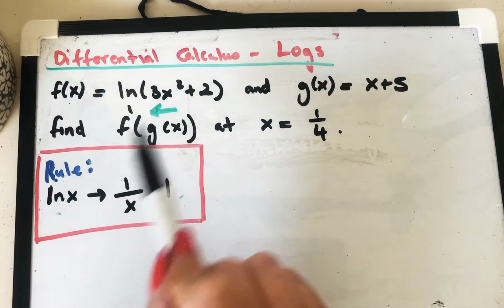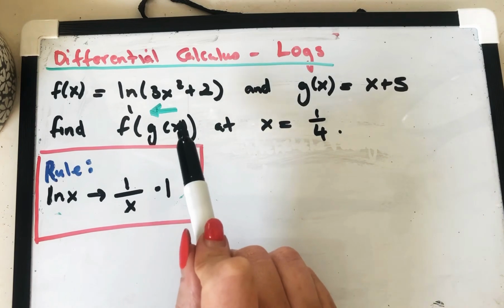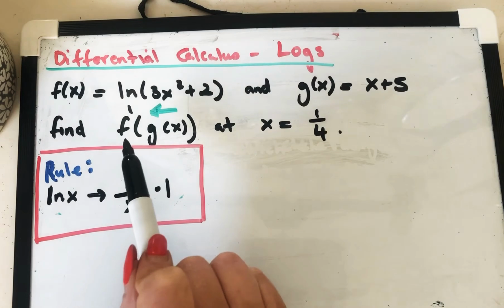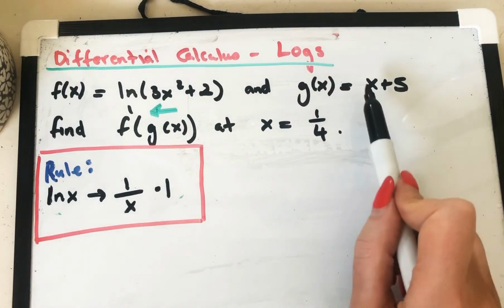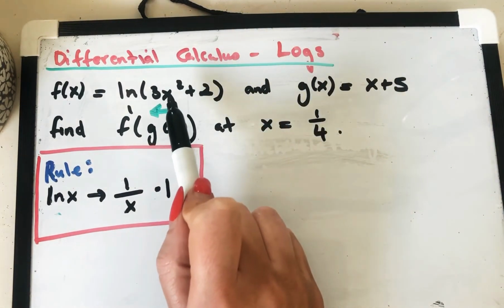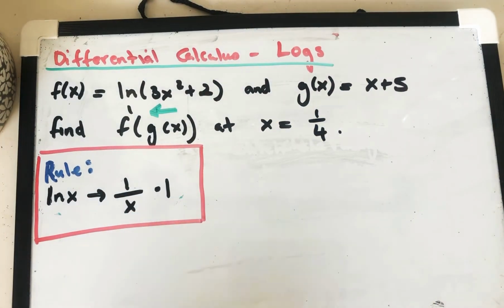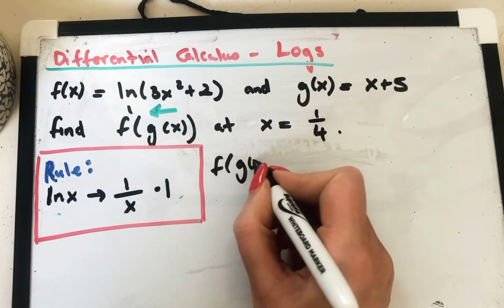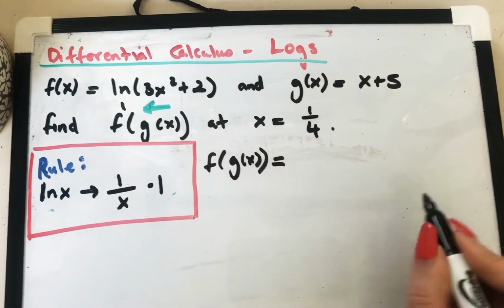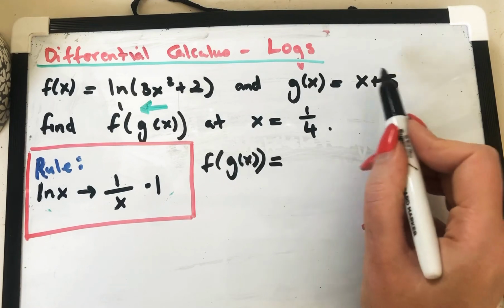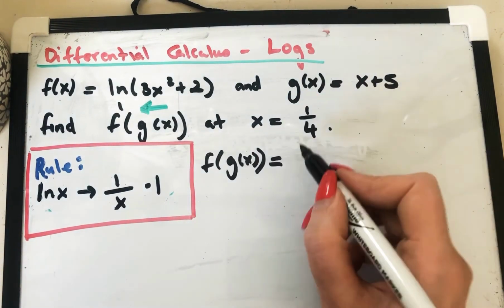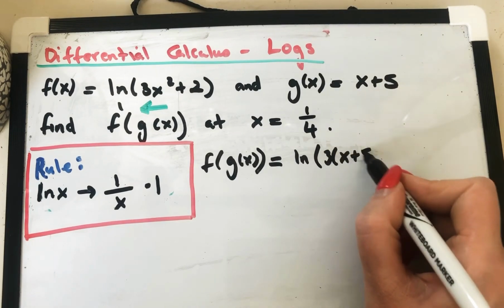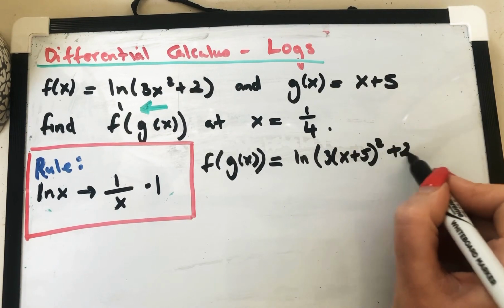So this green arrow represents that we're going to read from right to left. So we'll take our g of x function and put it into the f of x function. So we're going to take our x plus 5 and put it into our x here within our f of x function before we even differentiate it at all. So let's find what is the f of g of x function. So we're not differentiating yet. So we'll take our x plus 5, which is the g of x, and put it in here to the x. So we now have the ln of 3 times x plus 5 all squared plus 2.